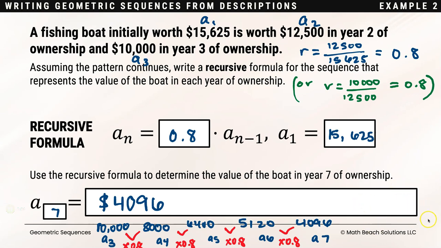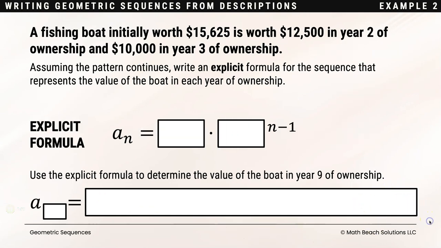Let's see how this looks different with the explicit formula. When you're writing the explicit formula, first write down the initial value, $15,625, and then multiply that by the common ratio to the power of n-1. We're going to use the explicit formula to determine the value of the boat in year 9 of ownership, so the 9th term of the sequence.